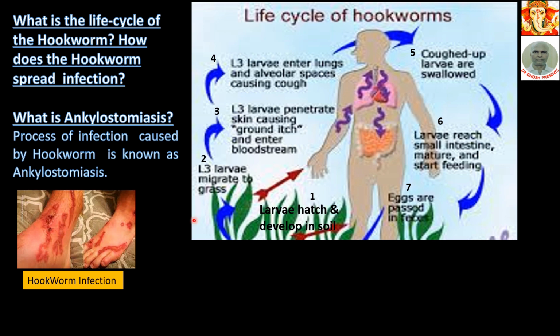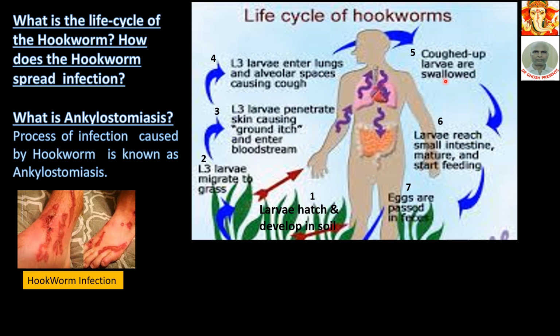From this, larvae penetrate the skin, and ground itch is caused by itching. They penetrate the skin, so itching is caused. They enter into the bloodstream. Larvae enter the lung. Since it is in the bloodstream, the whole system is open. So now it can enter into the lung no matter what, in the alveolar spaces, causing cough. Then coughed up larvae are swallowed. Now from the lung it comes to the alimentary canal.